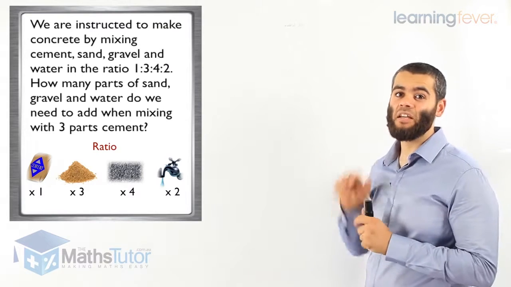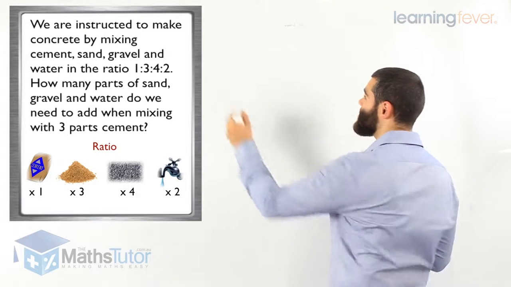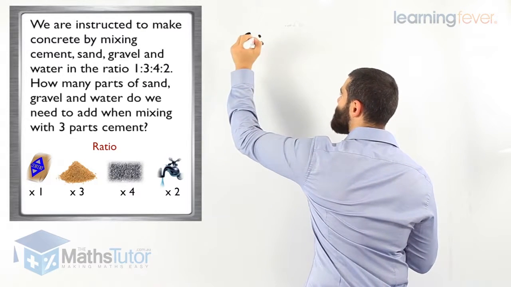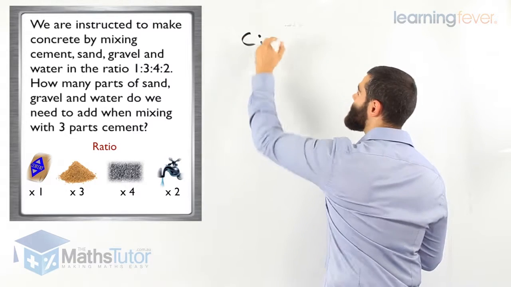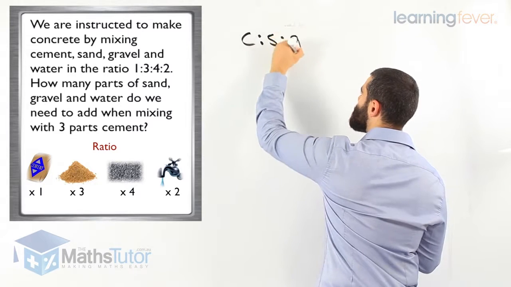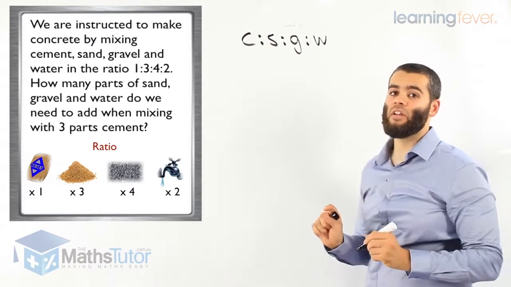Let's start by setting it up. We want to write the initials first. We're making concrete. Concrete, we're mixing the 4 ingredients. Cement, and then we're also mixing sand. We're also mixing gravel and water. So 4 different ingredients.